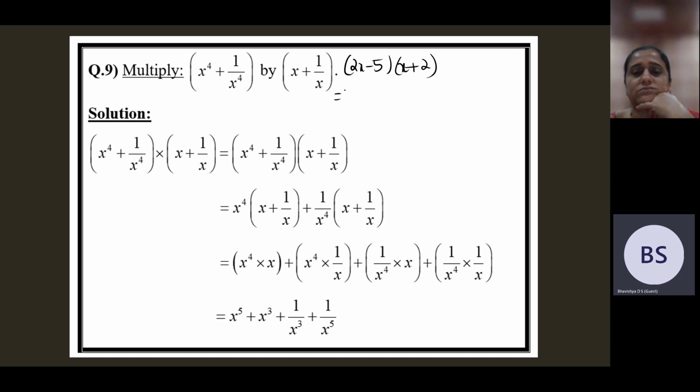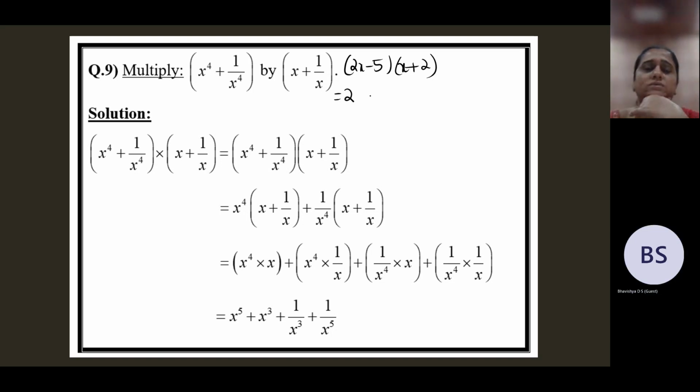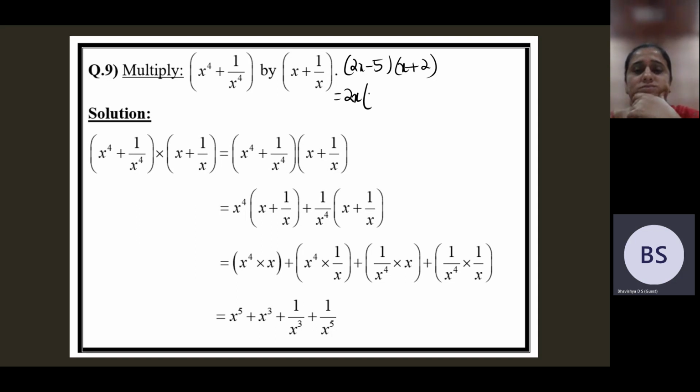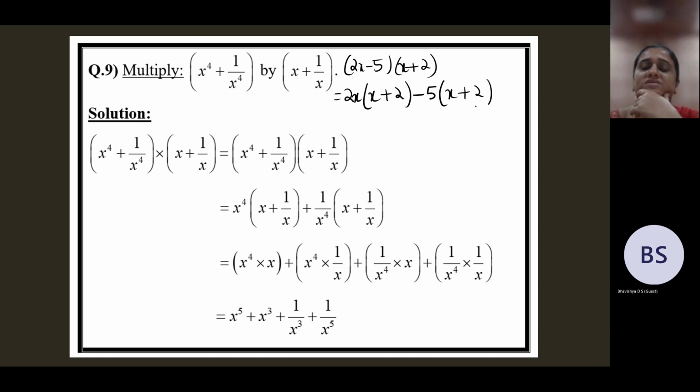Ma'am, 2 is common, ma'am. Common, no? No. The first term 2x you should multiply with x plus 2, ma'am. And then minus 5 multiplying with x plus 2, ma'am. Then next step.